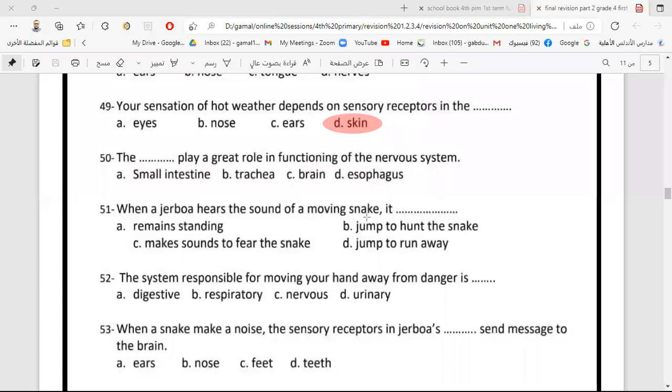Blank plays a great role in functioning of the nervous system. Small intestine, trachea, brain, esophagus. The brain. You are excellent. Thank you, Basim. You are excellent, Basim, and you are very polite. Thank you, Basim.